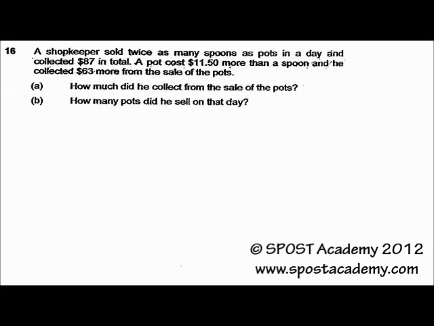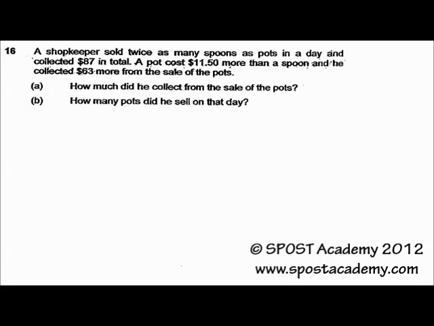A shopkeeper sold twice as many spoons as pots in a day and collected $87 in total. A pot cost $11.50 more than a spoon, and he collected $63 more from the sale of the pots. How much did he collect from the sale of the pots? How many pots did he sell on that day?